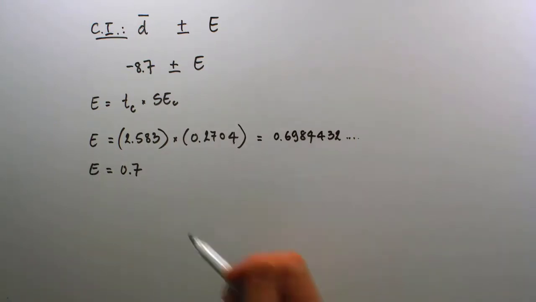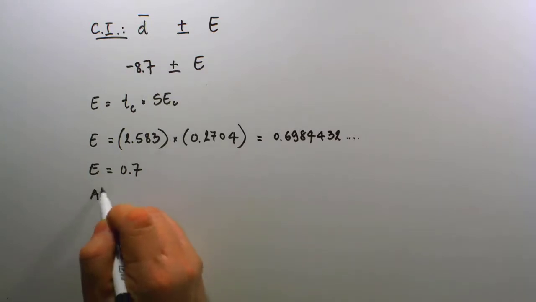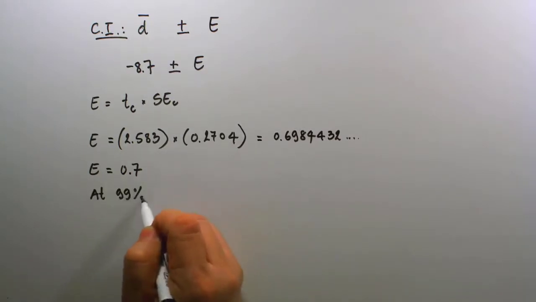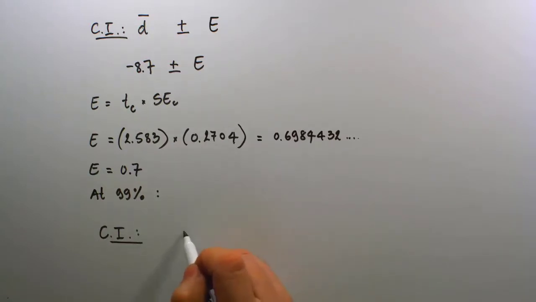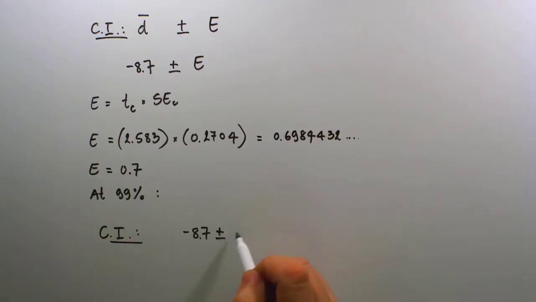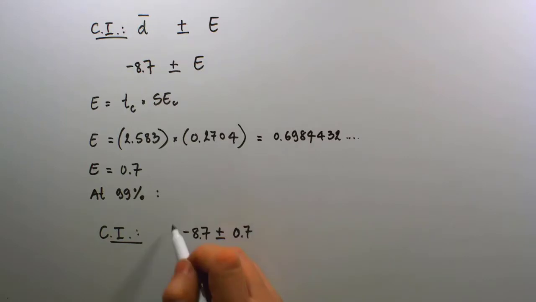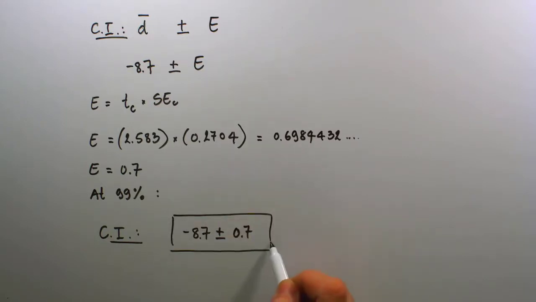So what it says now is that at 99% confidence level, we know now that our confidence interval is in the form of centering at negative 8.7. It is going to be up and down by 0.7. And that's our final confidence interval. And so I said it is going to be up and down by 0.7 from our sampling difference in the 2 sample means here.